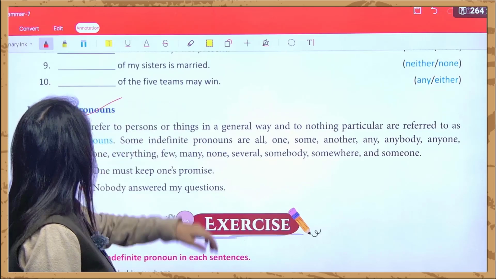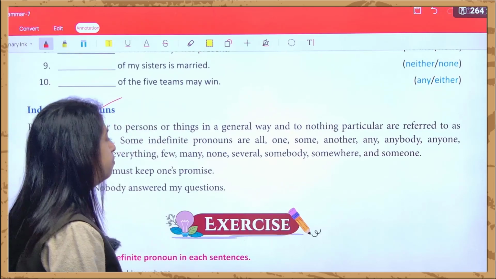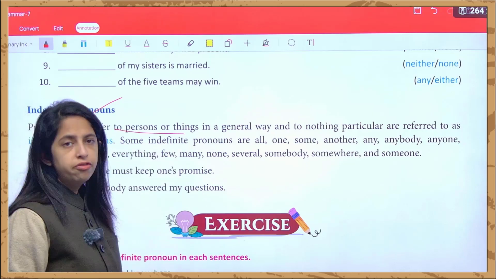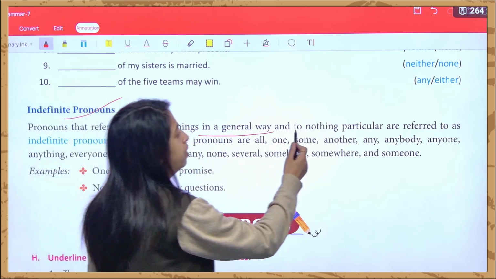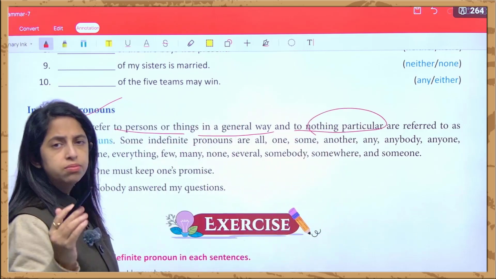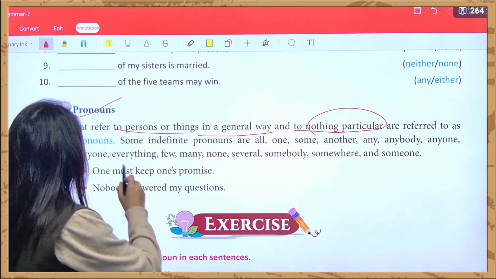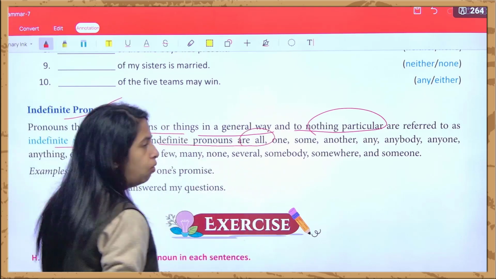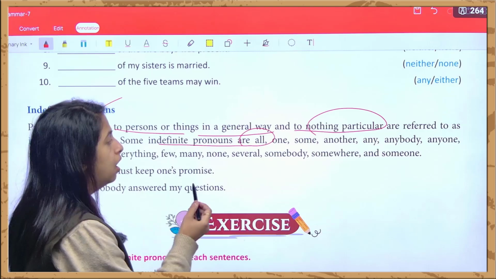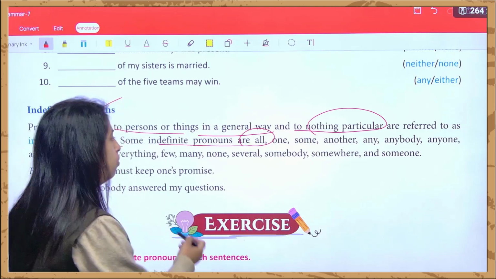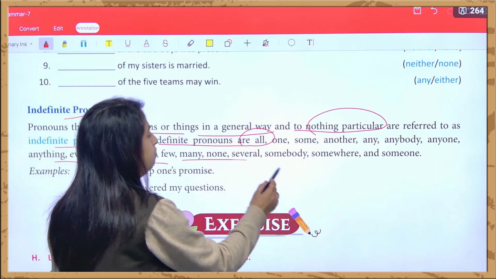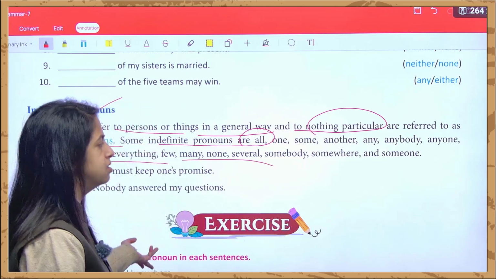Now moving on to the indefinite pronouns. Indefinite pronouns वो होते हैं जो definite नहीं होते हैं. They basically refer to the persons or things in a general way which are not something very particular. They are referred to as indefinite pronouns, right? Indefinite pronouns are all, some, another, anybody, anyone, one, anything, everyone, few, many, several, somebody, somewhere, and someone, right?